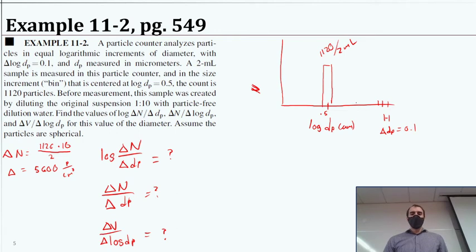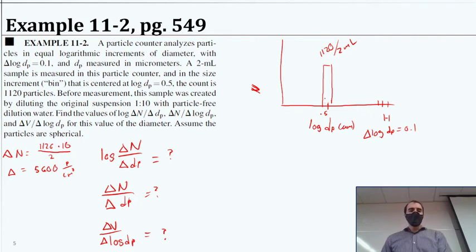We know that this bin is going to be 0.1. I wrote that incorrectly. They write delta log dp, so with the log there, it's probably unitless actually. But on this log plot, each bin is that wide. So really this bin starts at 0.45 and ends at 0.55.